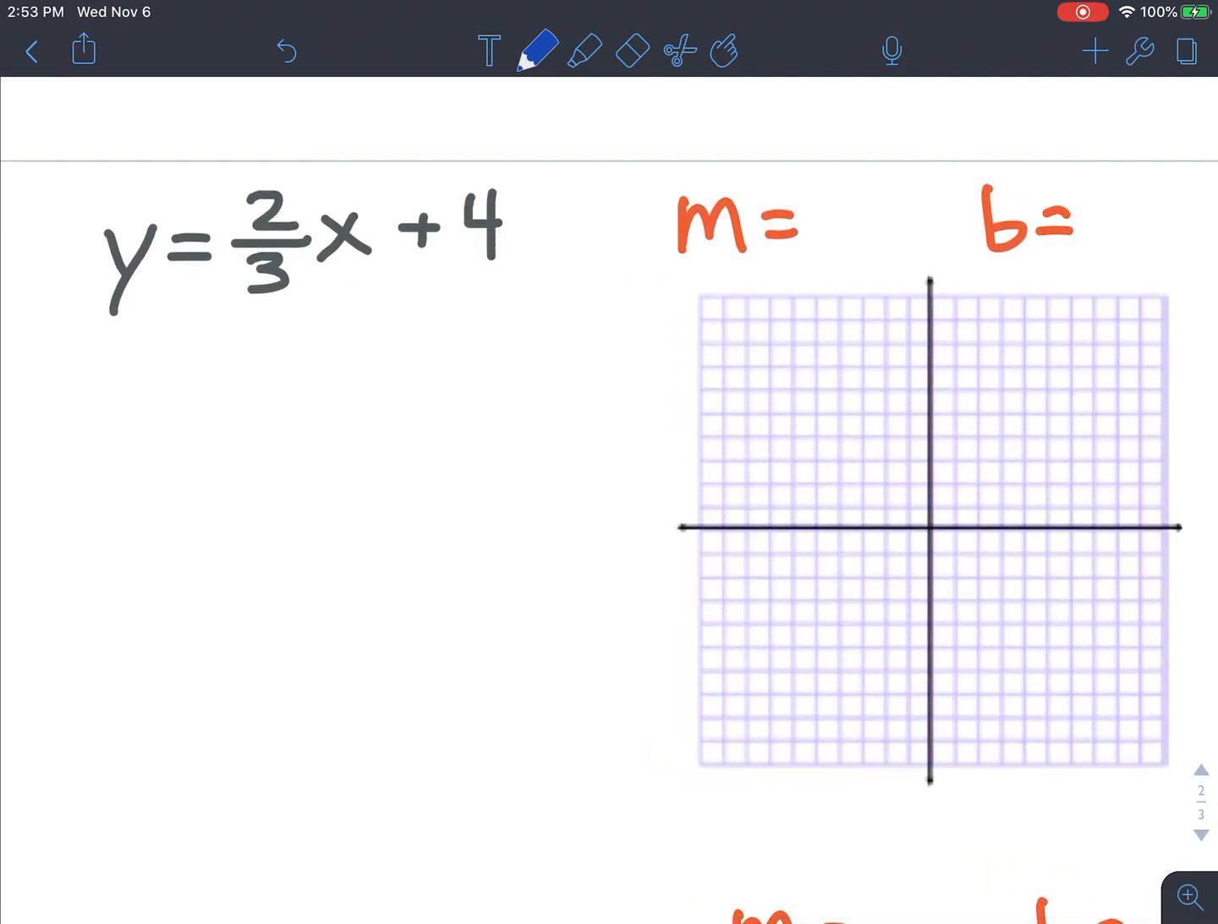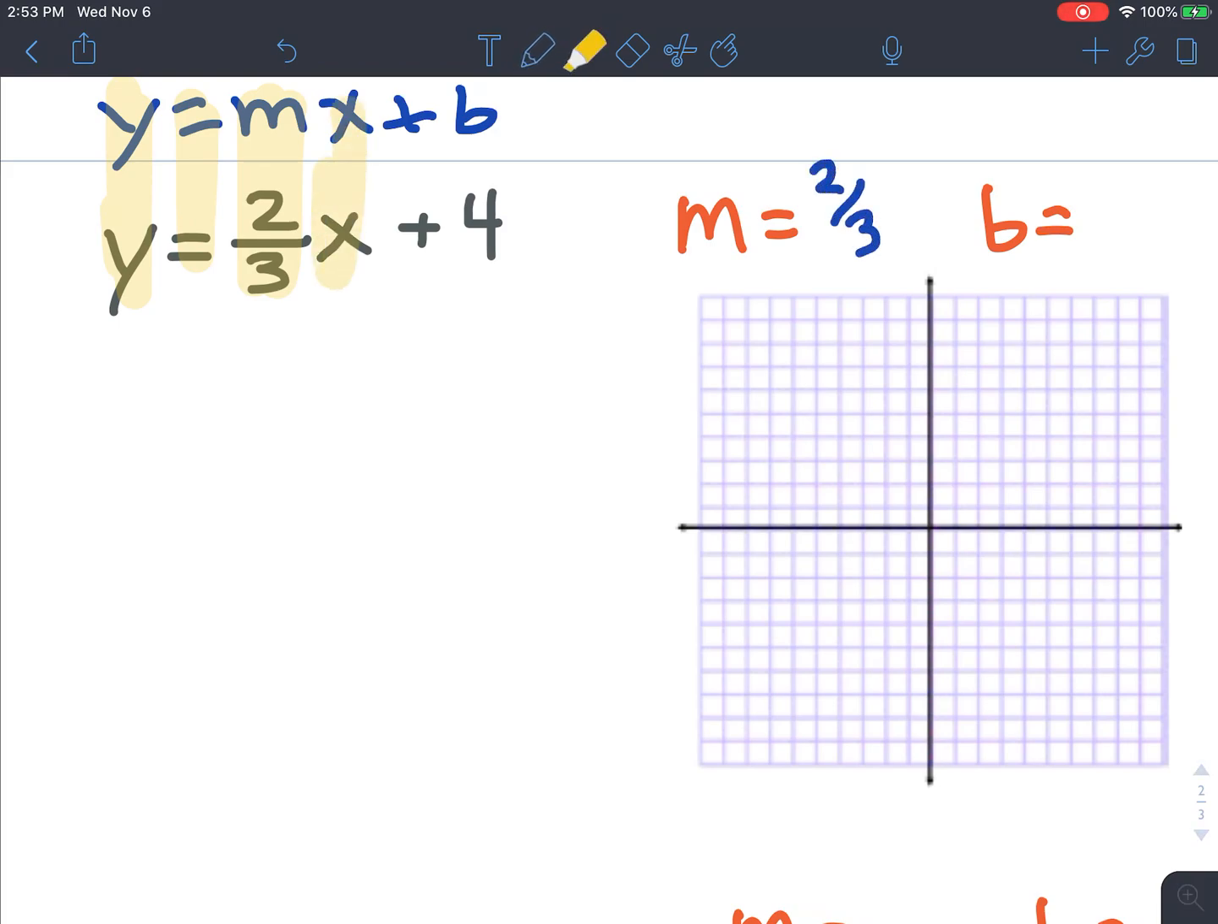Okay, we have an equation. It's in slope-intercept form. We need to identify the m and the b, so we have to figure out what those two things are. I'm going to write this here just to help me remember, so I can start matching stuff up. M is going to be 2/3. Those two things match up. Keep matching stuff up. B is this plus 4 right here. So we're going to say b is 4.